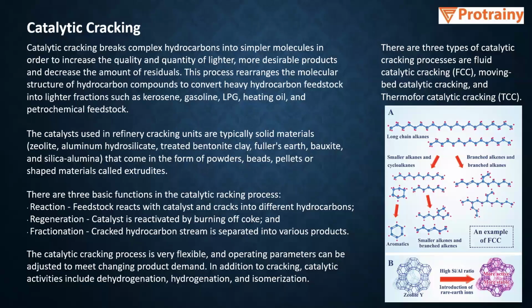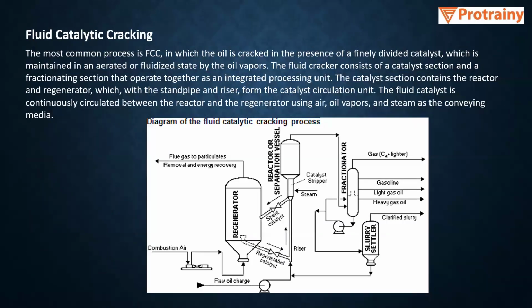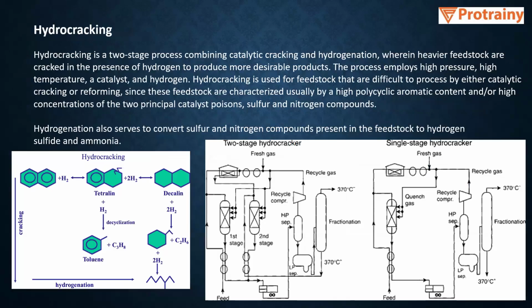There are various catalytic cracking processes like FCC, fluid catalytic cracking, which is the most important one, then moving bed catalytic cracking, and thermofor catalytic cracking. You can see this is the overall PFD, or schematic diagram, for fluid catalytic cracking. It has units like the regenerator and reactor. Using this unit and catalyst, they crack the heavy fuel into lighter fuel for various uses.